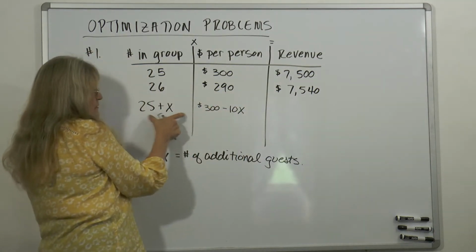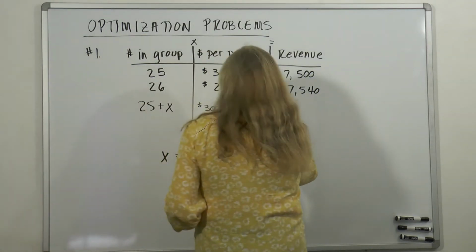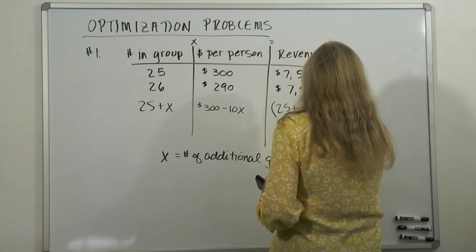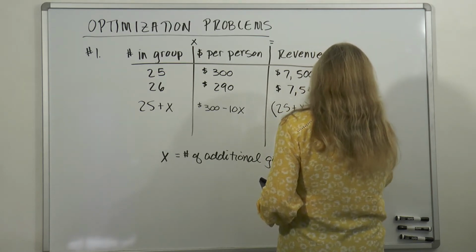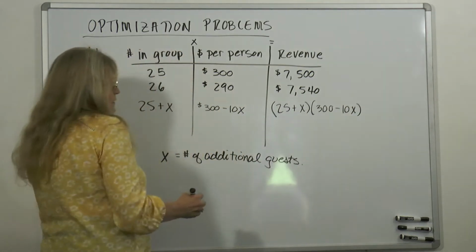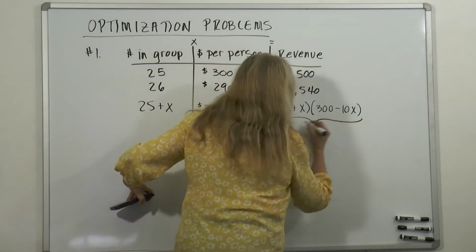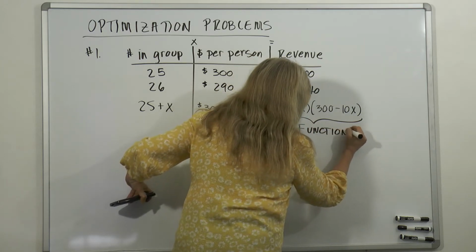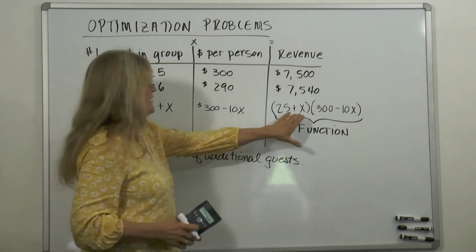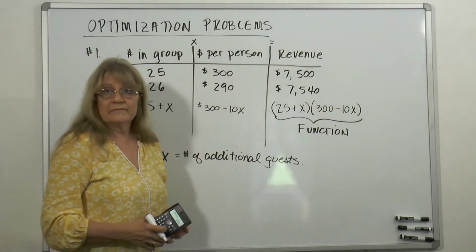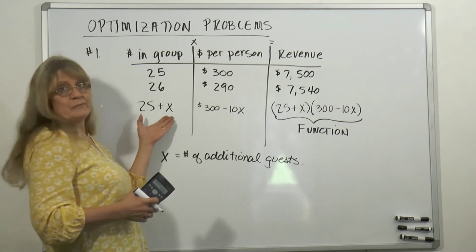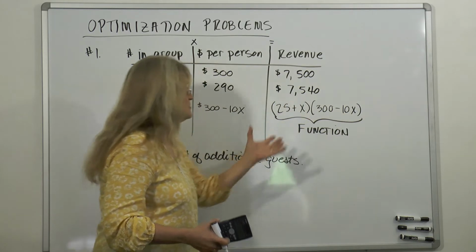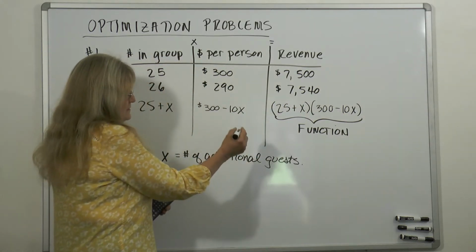So here I'm going to have this binomial times this binomial. Parentheses, parentheses, parentheses. This is going to be our function, our position function. For any number X, I can put it in here and that'll give me my revenue. So if I have 3 more people, X is 3, this is 28, and then you would subtract 30, it would be 270.